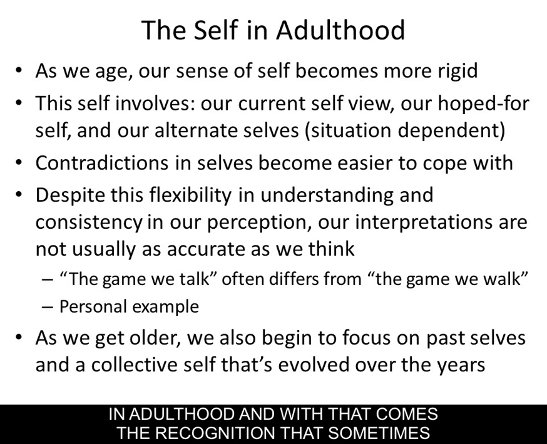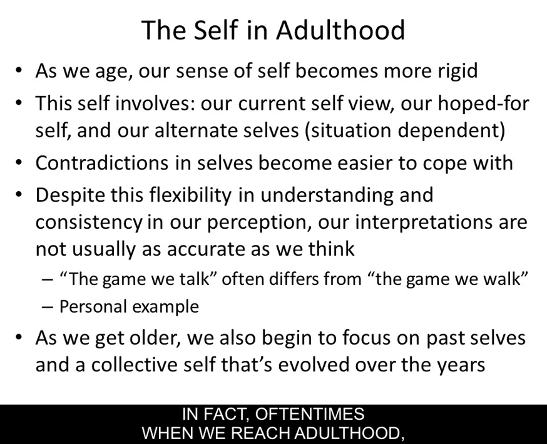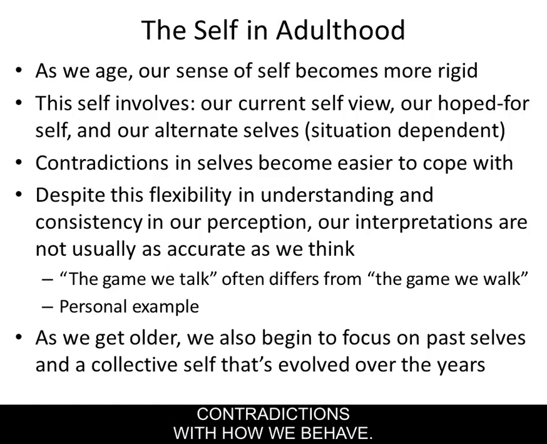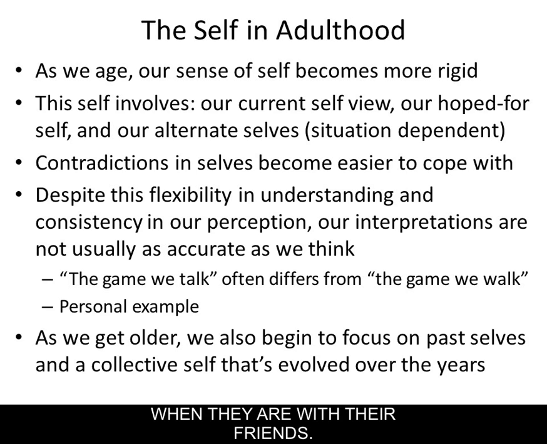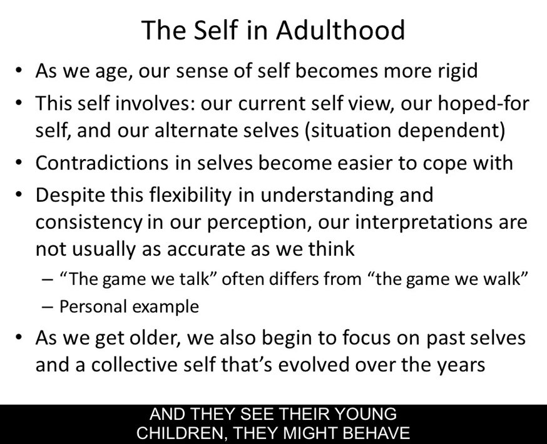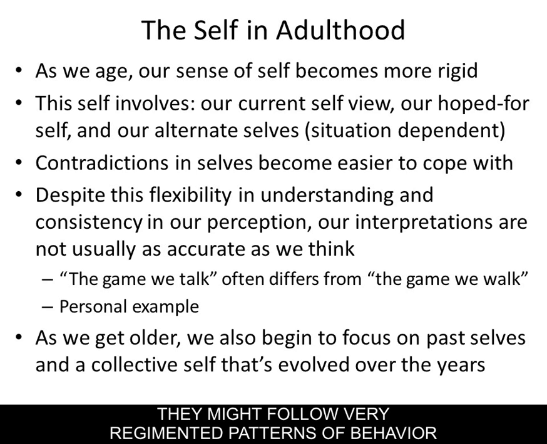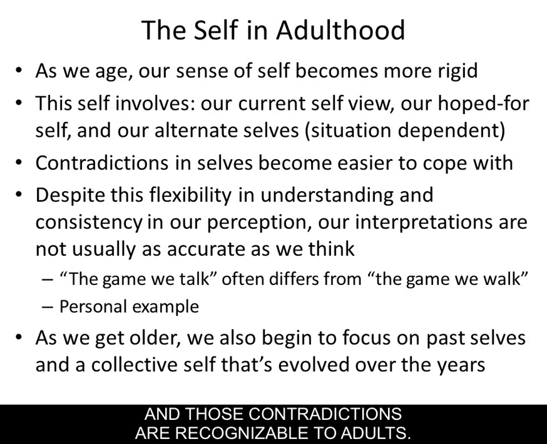And with that comes a recognition that sometimes these different types of selves don't always align with each other. In fact, oftentimes when we reach adulthood, a lot of people recognize that there's sometimes contradictions with how we behave. So a parent might behave irresponsibly when they're with their friends. They might drink too much, they might go out, they might stay out too late, but when they come home and they see their young children, they might behave very differently. They might be extremely responsible, they might be extremely rigid, they might follow very regimented patterns of behavior, and those contradictions are recognizable to adults.